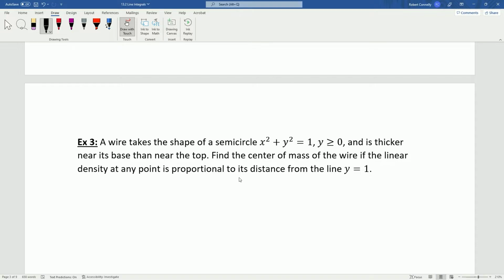Example number 3. A wire takes the shape of a semicircle, x squared plus y squared equals 1, where y is greater than or equal to 0, and the wire is thicker near its base than near the top. Find the center of mass of the wire if the linear density at any point is proportional to its distance from the line y equals 1. So the first thing is, what does it mean for the linear density to be proportional to its distance from the line y equals 1? Well, let's draw a little picture first.